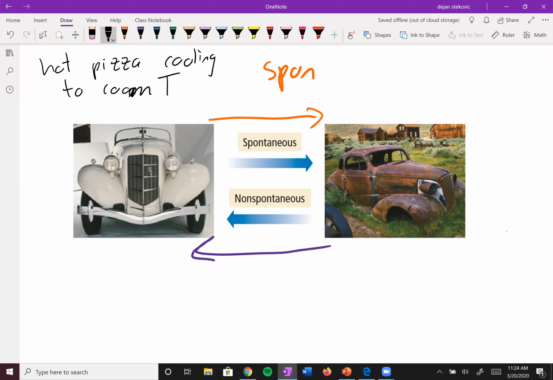So what we're talking about with spontaneity here is, will something happen without outside intervention? If it will, it's spontaneous. If it won't, it's non-spontaneous. And in the macro world, that's pretty easy to predict, but we'll see what happens when we start talking about chemicals instead.